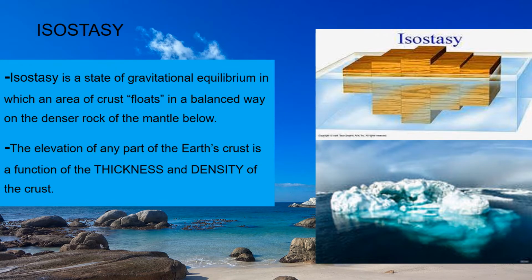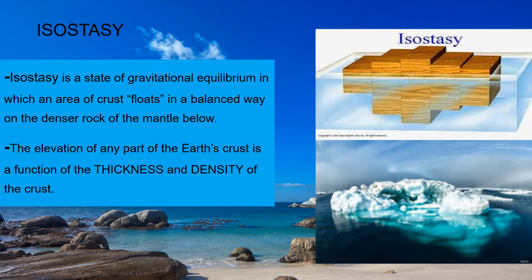Isostasy is a state of gravitational equilibrium in which an area of crust floats in a balanced way on the denser rock of the mantle below. The elevation of any part of the Earth's crust is a function of the thickness and density of the crust. For instance, the first picture there is a clear and simple example of what isostasy is.